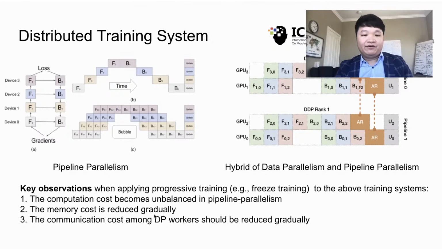Another observation is that memory may be reduced gradually, because when we don't need to train some layers, the forward and backward propagation memory is largely reduced. When we don't need to do back propagation, we can reduce the cost for optimizer state and activation maps. That's why memory is also reduced. And also the communication cost can be reduced, because when we freeze some layers, we don't need to synchronize their gradients. So it should be reduced gradually in this system.